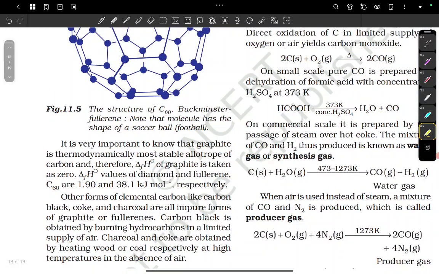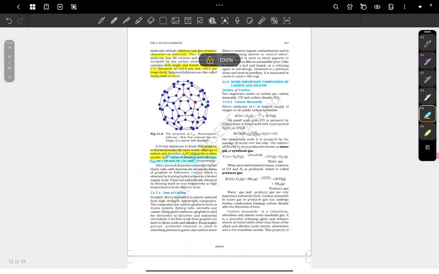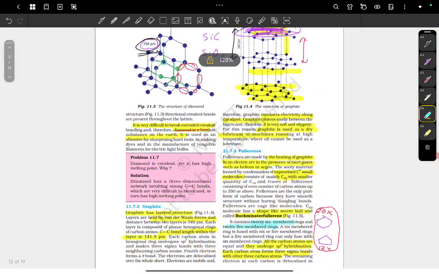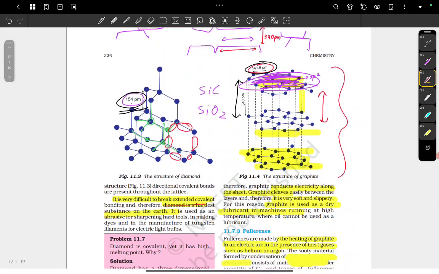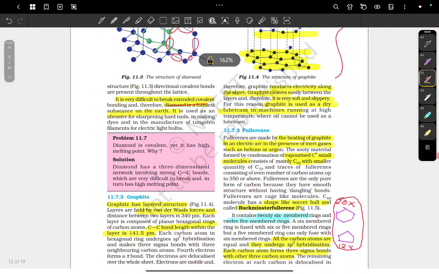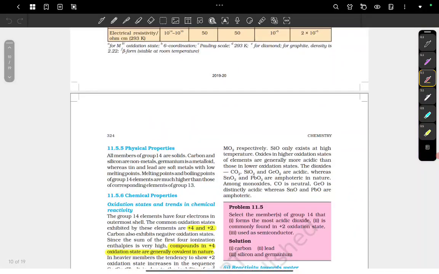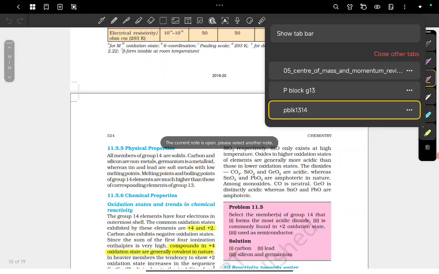And the last thing I wanted to say is that graphite is thermodynamically the most stable allotrope of carbon, and in thermodynamic terms, its standard enthalpy of formation is taken as 0. You don't need to remember this, but just know that for diamond and fullerene, these values are non-zero. Well, sorry for switching to the NCERT at the end, but there was no way I could draw these diagrams as perfectly, so I just took it from the NCERT. And the rest of the points I have explained in this lecture.